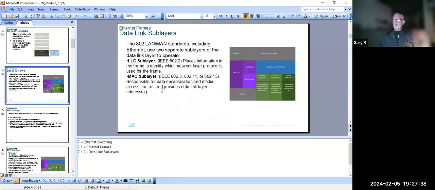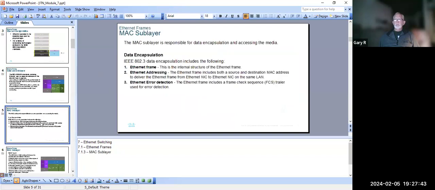I mentioned the data link sublayers before, showing you that. All right. So yeah, we've seen that little image before. So now the MAC sublayer. This is basically where you're getting your addressing and error detection at layer 2. And we'll show you how that corresponds with the frame layout. But that's what's going on at the MAC sublayer. That's its responsibility.